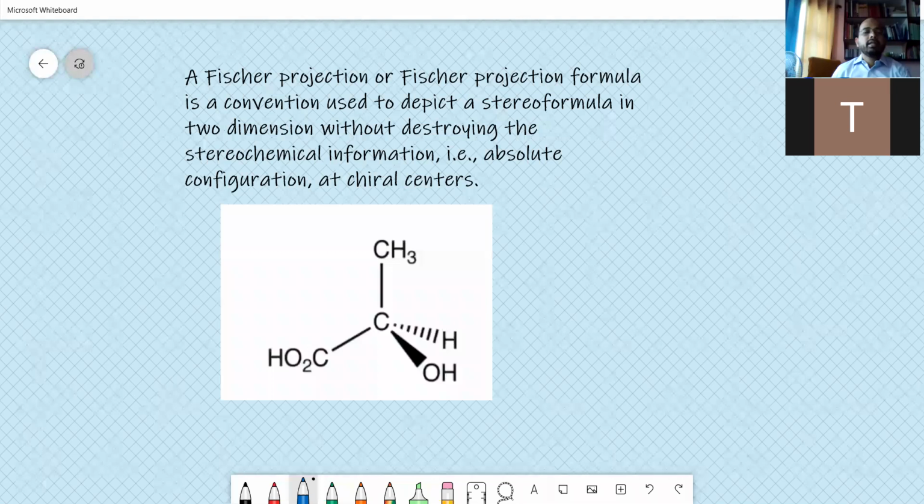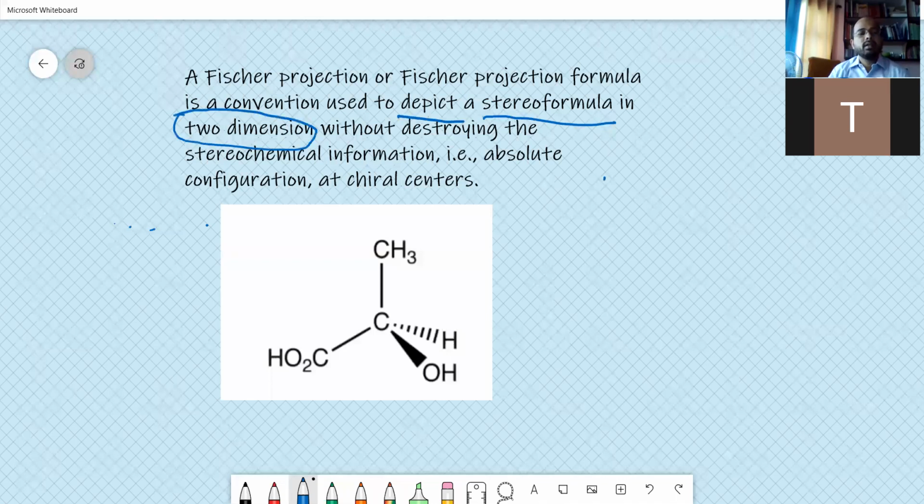Okay. So I'm going to first tell you how we write it by sharing the screen. Here it is. I'll share the screen. You should go back there and see what is on it. So here it is. A Fischer projection is a projection formula to depict a particular structure, to depict a stereo formula in two dimensions.